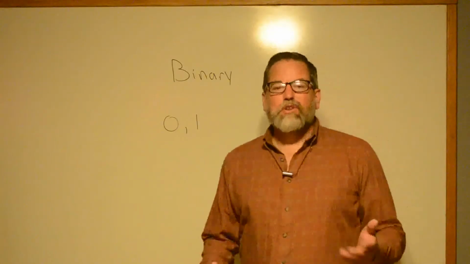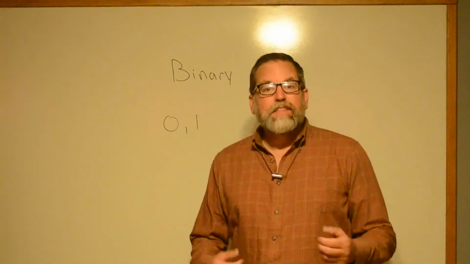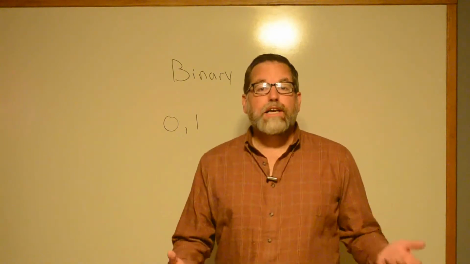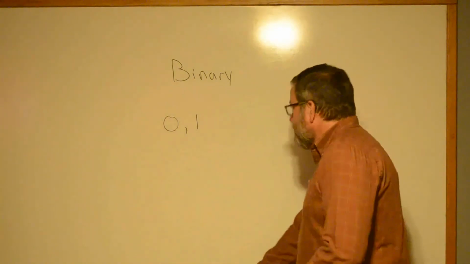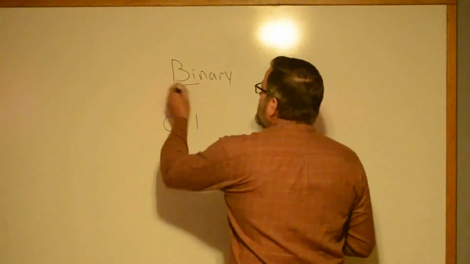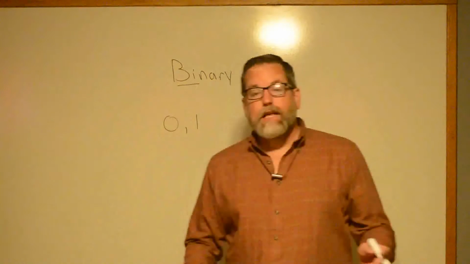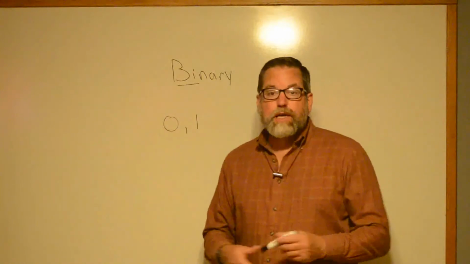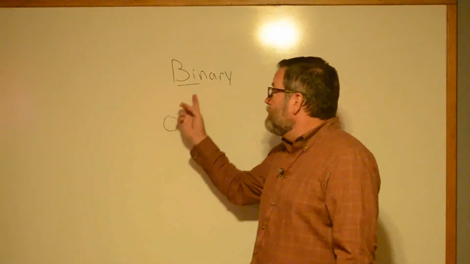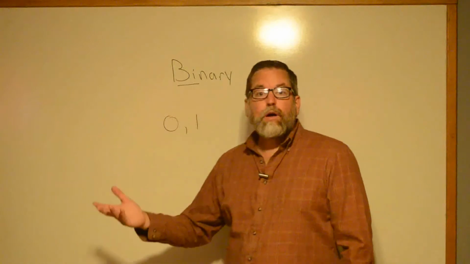Okay, now we're going to look at the binary number system. This is going to be different from our decimal number system. It's kind of given away in its name. It starts with BI. If you think of bicentennial, biweekly, bicycle. Bicycle has 2 wheels as opposed to a tricycle which has 3 wheels. The BI stands for 2.